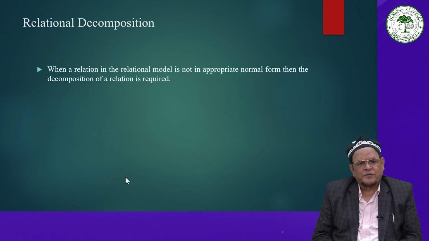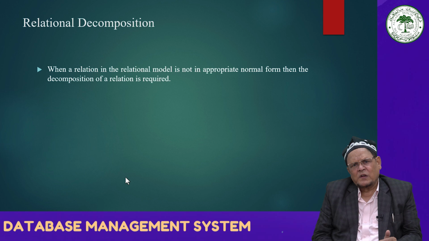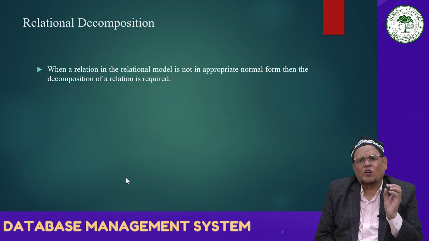Relational decomposition. If a relation is not in an appropriate normal form, then decomposition of the relation is required. I mean to say that when a relation is not in an appropriate normal form, suppose you want to check whether it is in second normal form, third normal form, whatever, it means the relation is not normalized. How will you understand that this data is not normalized?